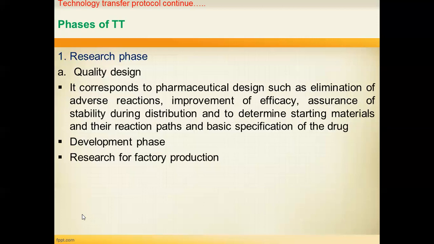The next phase is the research for the factory production. So we have to design it so that all the research at the lab level is matched with the considerations in the manufacturing of scale-up batches.